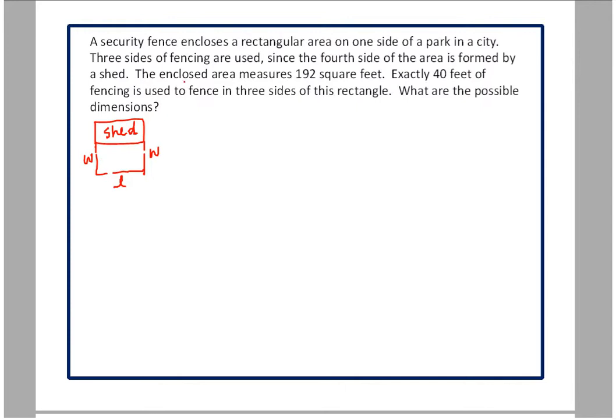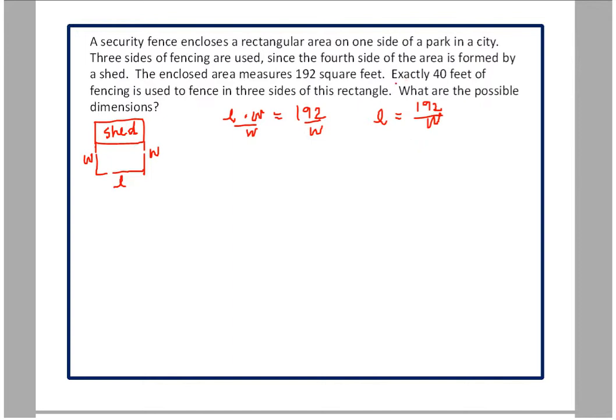So first of all, the enclosed area, the area is 192 square feet. To find an area, we go length times width. And we know that is 192 square feet. I'm going to solve it for the length, so I'm going to divide both sides by the width. So we get the length equals 192 divided by W.